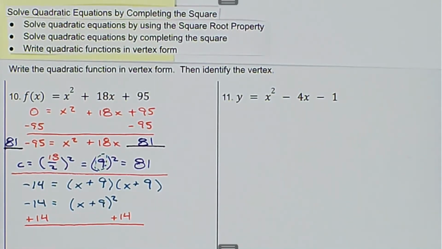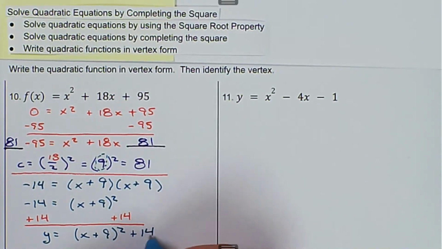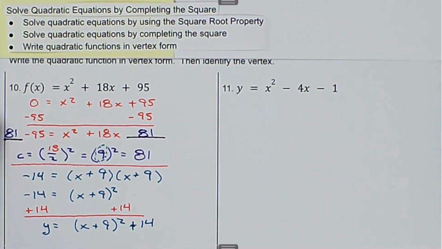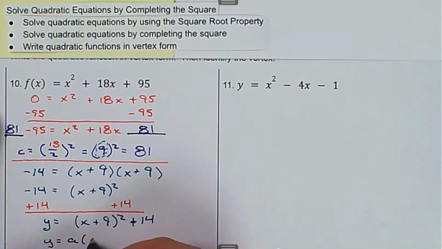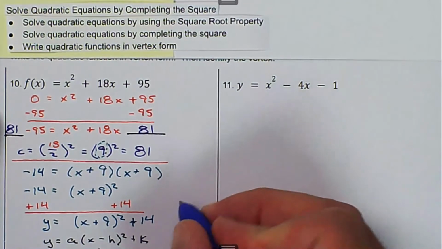And that's going to give us, in this case, we don't have anything left, so we can represent it with our variable, which is going to be y is equal to x plus 9 quantity squared plus 14. That is in our vertex form. We can write our vertex form right underneath it. So we have y equals a times x minus h quantity squared plus k. And so now we have to figure out what our vertex is going to be just from the equation.